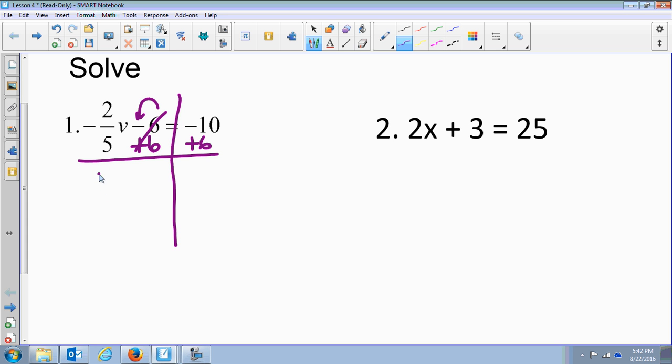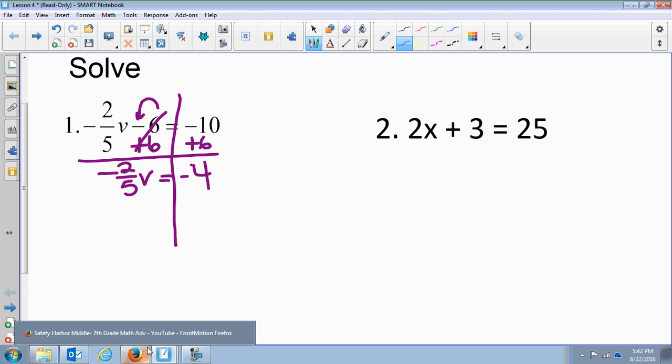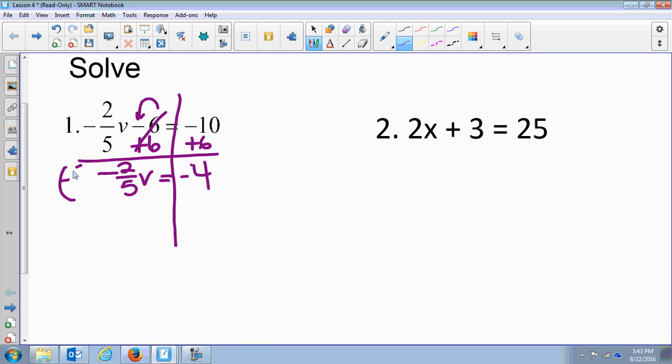This cancels, so I'm left with negative 2/5 v equals, different signs I'm going to subtract, so it's going to be 4. Keep the sign of the bigger number, negative 4. Now, v is still not by itself, so I have to undo that by doing the opposite. So if we remember back from our rational coefficients, we learned that if I have a fraction coefficient, I undo it by multiplying by its reciprocal or by its flipped version. Do not forget to bring the negative sign with it.